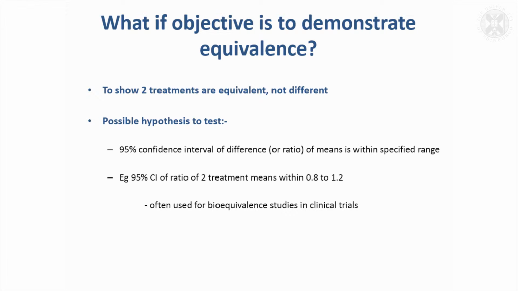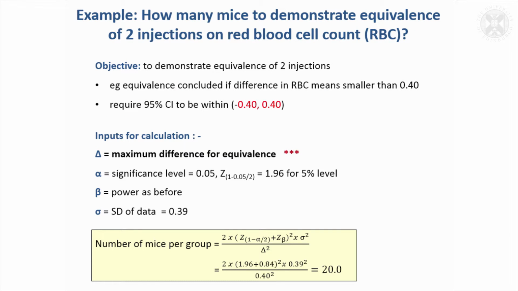The way that could be set up is you could say, well, I want my 95% confidence interval of the difference of the means, or the ratio of the means, to be in a specified range. I think something that's done in clinical trials is that for two treatments, if the 95% confidence interval of their ratio lies between 0.8 and 1.2, that's taken to mean the treatments are equivalent. So that's then called a bioequivalence study. So the question is, what size of sample do I need to demonstrate that?